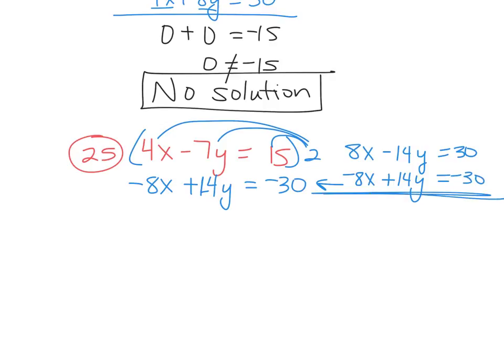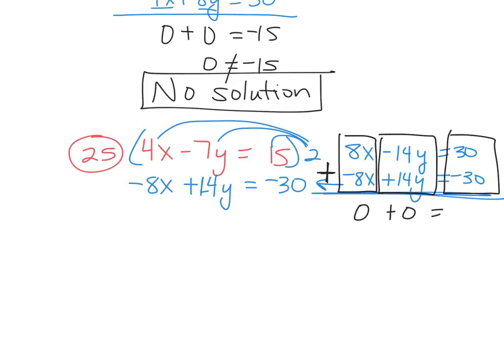So we're going to take those two equations and we're going to add them together. So 8x plus a negative 8x is 0. Negative 14 plus 14 is 0. And 30 plus a negative 30 is 0. So you get 0 equals 0. That means your answer, because that's a true statement, but no more variables, is infinitely many.